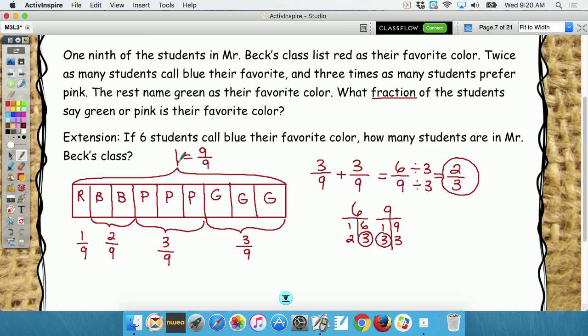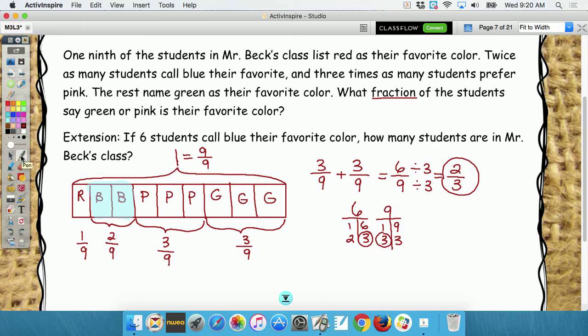Okay, here's what the extension says. If you know the answer, don't shout it out. Let the kids process, okay? All right, now are you with me? Did you write everything I wrote? Awesome. Don't let me forget to sign. Okay, if 6 students call blue their favorite color, so let's just say 6 students call blue their favorite, okay?